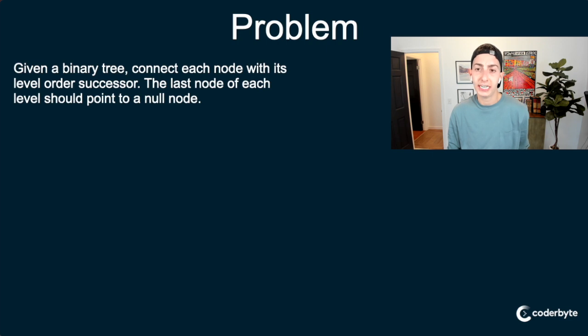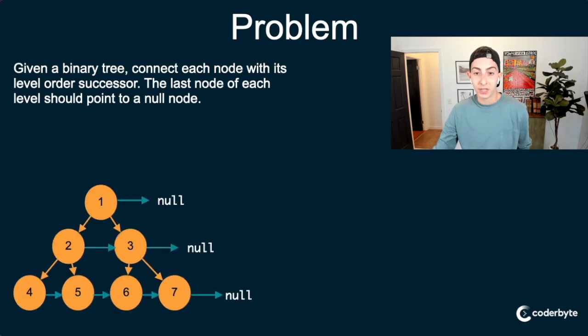Given a binary tree, connect each node with its level order successor. The last node of each level should point to a null node. So what does that mean? So here we have our tree, 1, 2, 3, 4, 5, 6, and 7. And this problem is saying that each node is not only going to have a left and right associated with it. So one's left is 2 and its right is 3.